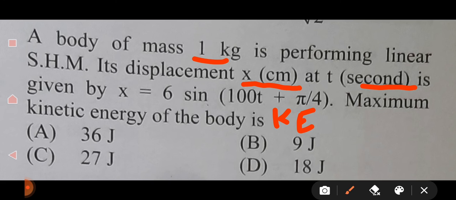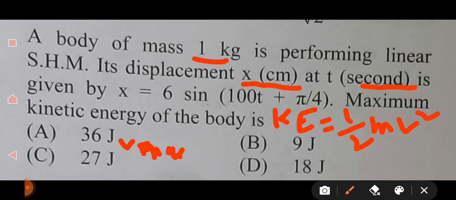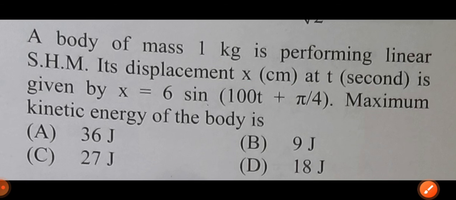We know that the kinetic energy has the formula half m v square, and v is equal to plus minus omega under root a square minus x square. So the maximum velocity has the formula a omega, so that value we have to use here. Now we'll go as per the question. We have mass given, and the maximum displacement we have to use. So we'll move to the solution of this question.